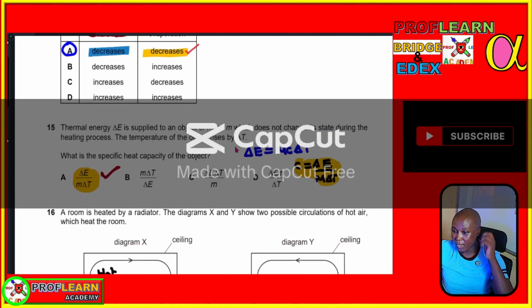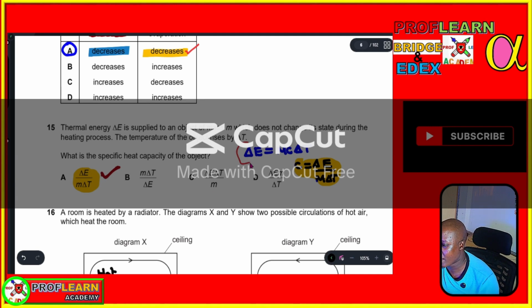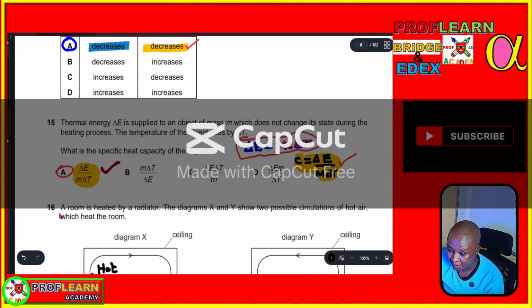Number 15. Thermal energy E is supplied to an object of mass m which does not change its state during the heating process. The temperature of the object rises. So we know that thermal energy is equal to m c change in theta, where m is the mass, c is the specific heat capacity, and change in theta is the change in temperature. If we want to work out specific heat capacity, we divide both sides by m change in theta, and the answer is going to be A in that case.